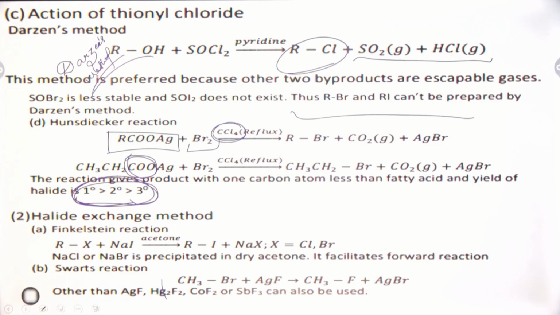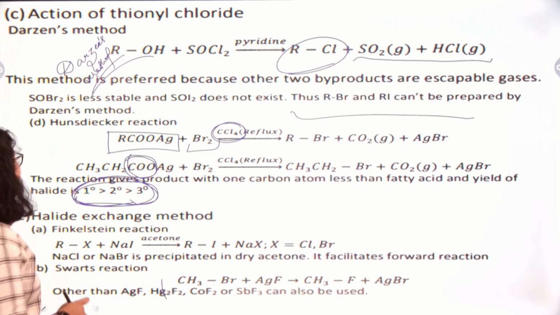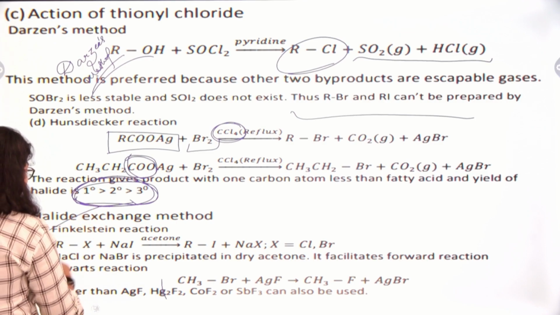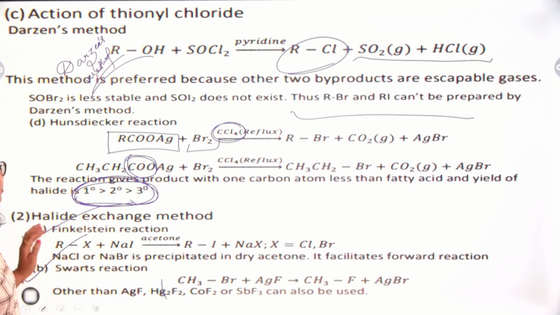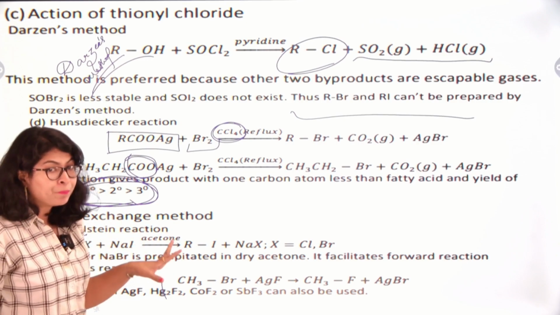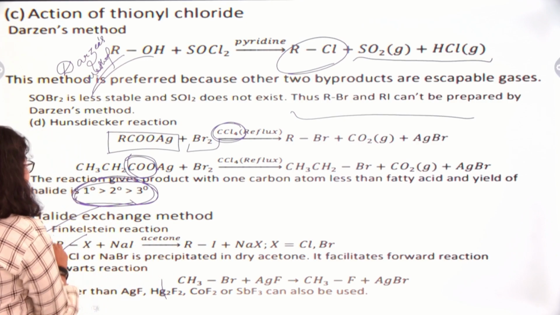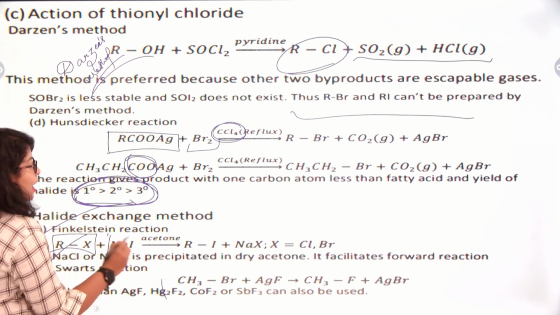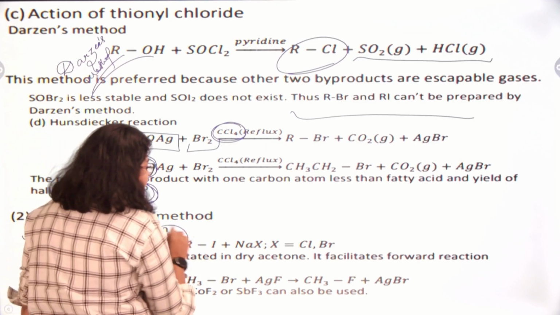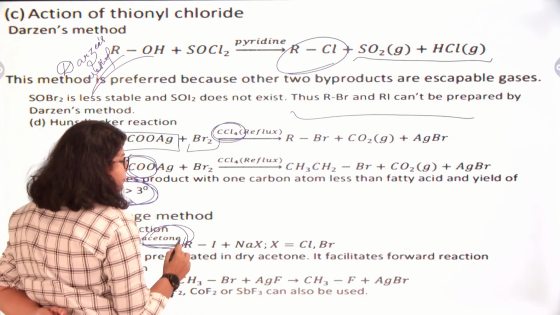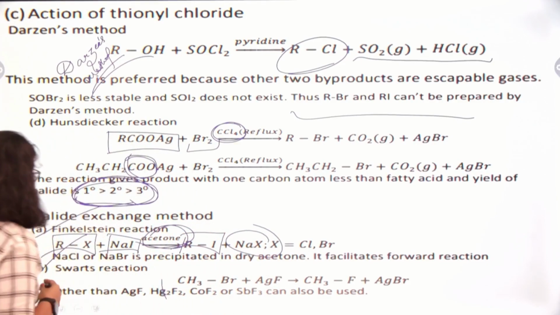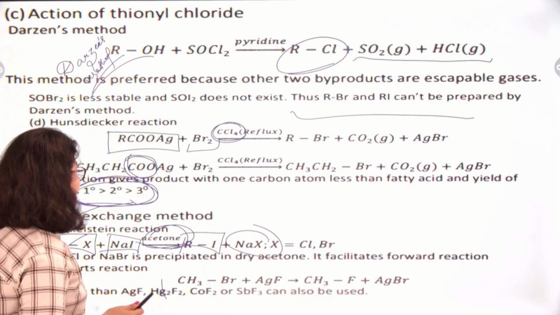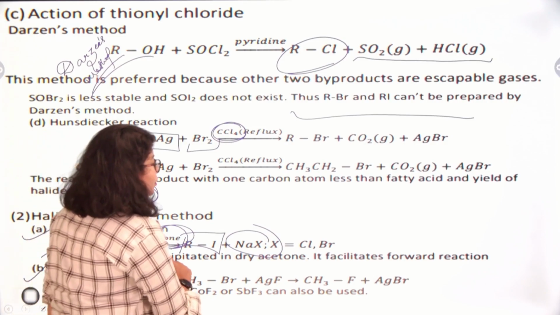The next method is the halide exchange method. Here you have two reactions, namely Finkelstein reaction and Swarts reaction. In Finkelstein reaction, what happens? This is an ideal method for preparation of alkyl iodide. Here, any RX you are taking, you are reacting it with NaI in the presence of dry acetone. It directly gives you RI, alkyl iodide, plus NaX. Now NaCl or NaBr is precipitated in dry acetone.